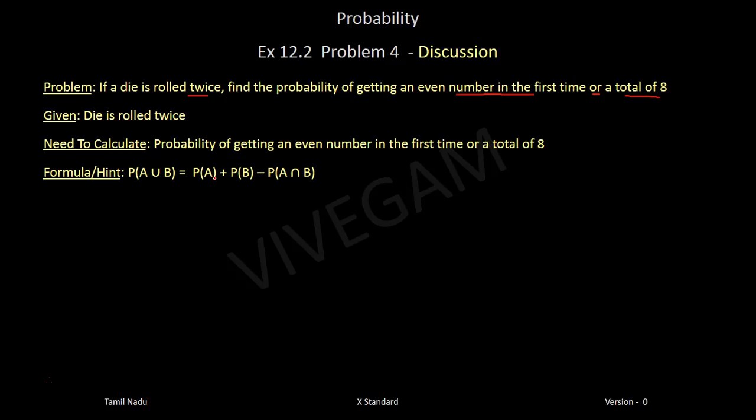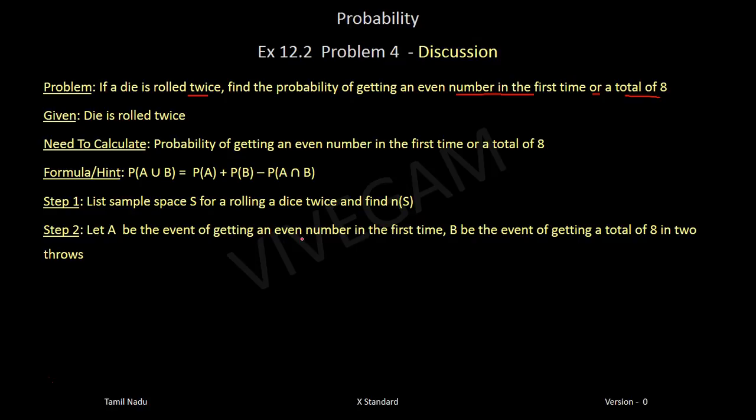But before all these things, to find A, we have to get the sample space. So list the sample space for rolling a die twice and find n of S. So this is the first step. Next, let A be the event of getting an even number in the first time. So in the first roll, you have to get an even number. And B be the event of getting a total of 8 in the two throws.